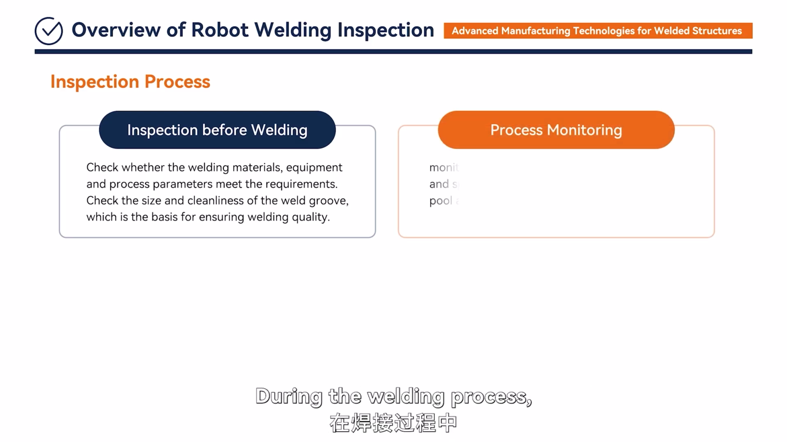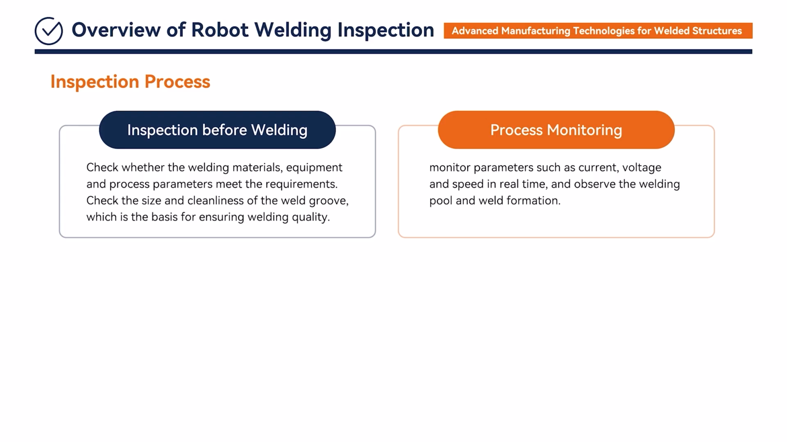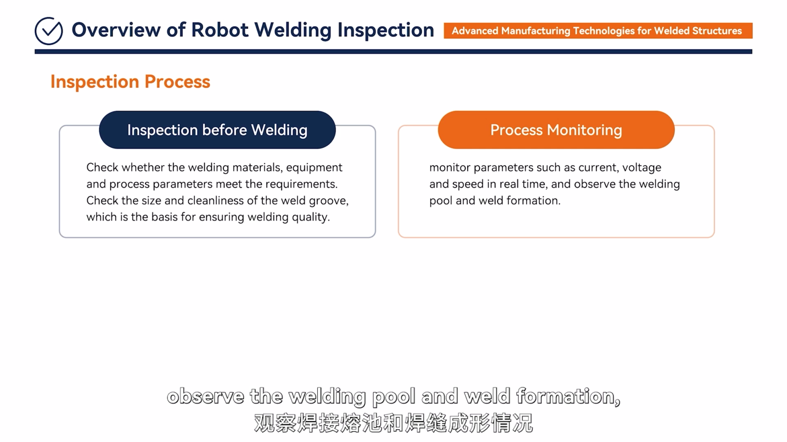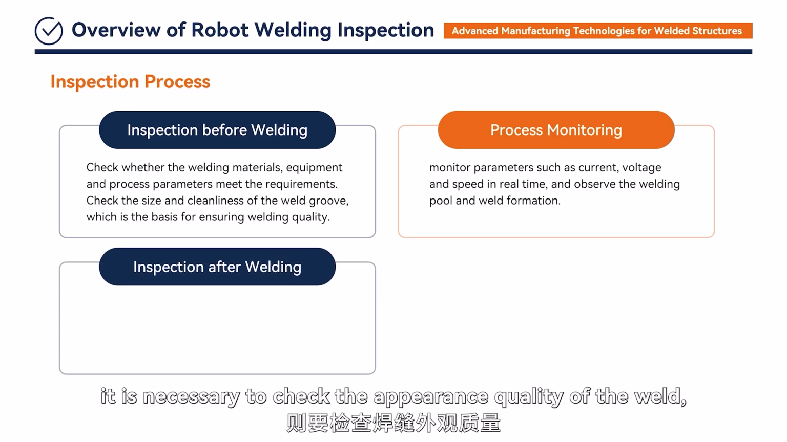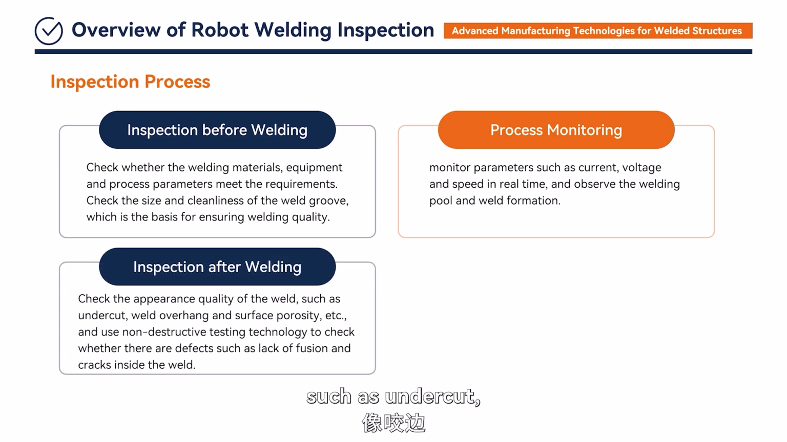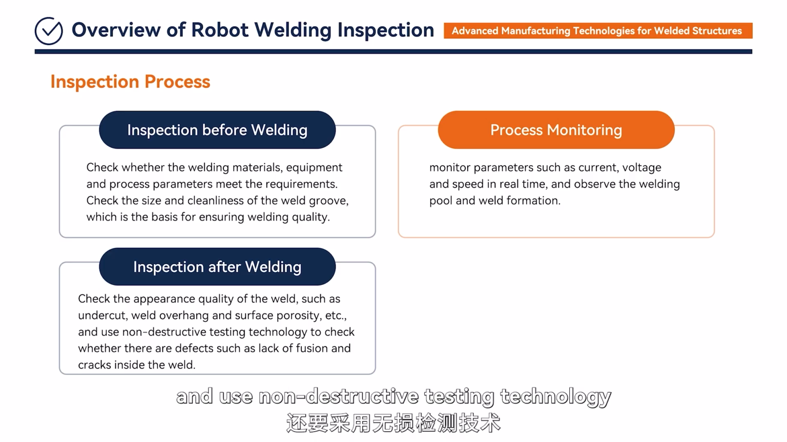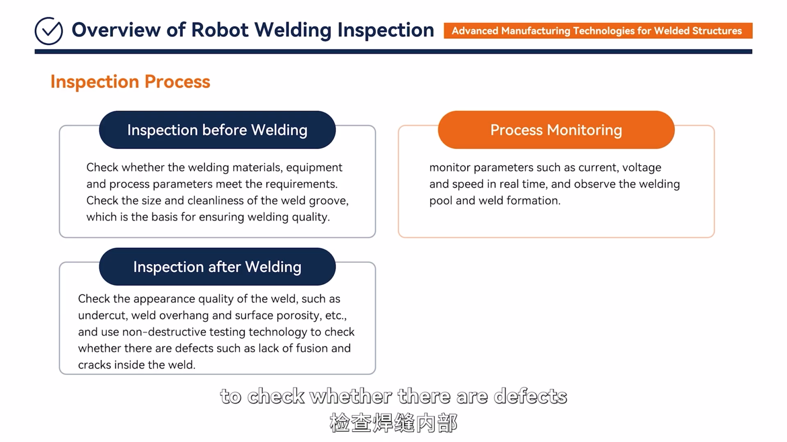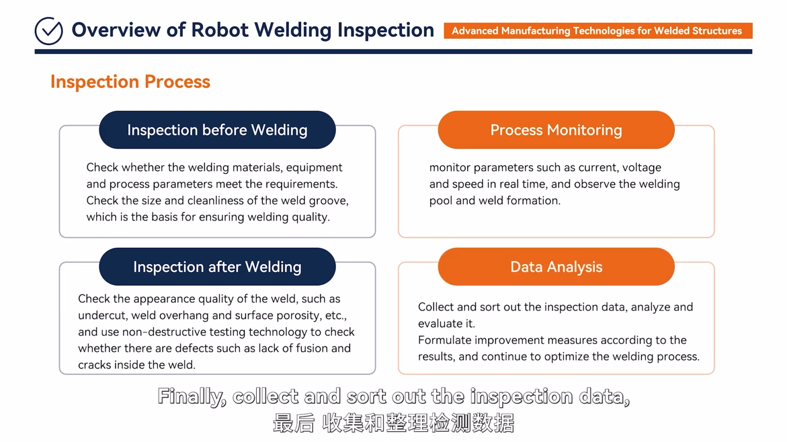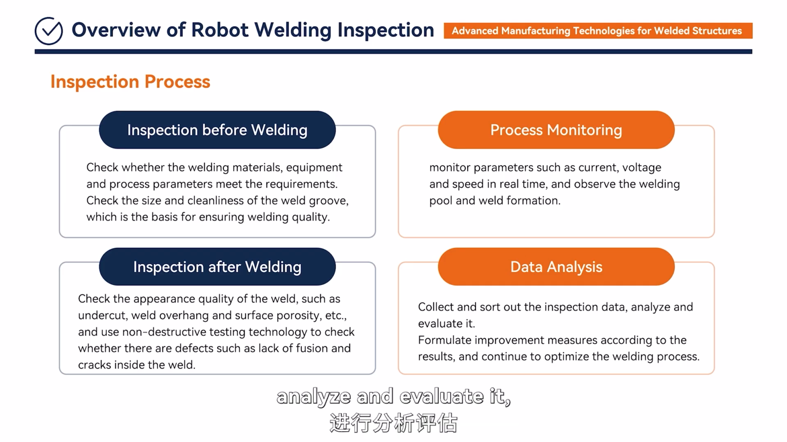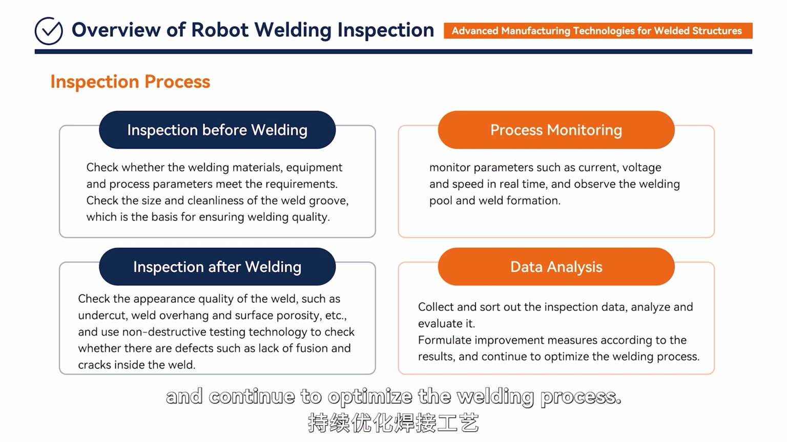During the welding process, it is necessary to monitor parameters such as current, voltage and speed in real time, observe the welding pool and weld formation, and adjust the welding process in time once problems are found. After welding, it is necessary to check the appearance quality of the weld, such as undercut, weld overhang and surface porosity, and use non-destructive testing technology to check whether there are defects such as lack of fusion and cracks inside the weld. Finally, collect and sort out the inspection data, analyze and evaluate it, formulate improvement measures according to the results, and continue to optimize the welding process.